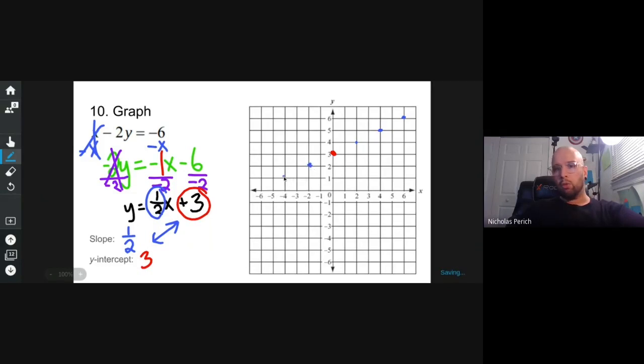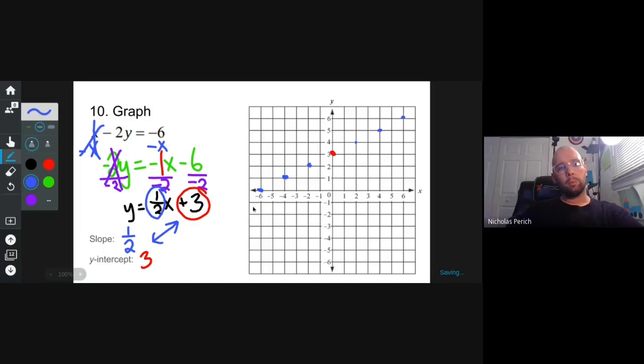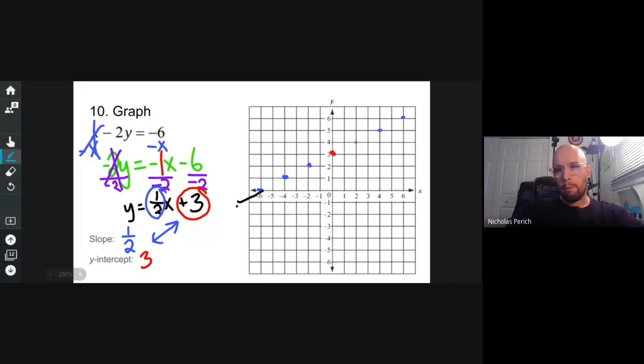Go to your red dot, go down left 2 and put a dot. Go down left 2 and you put a dot. Go down left 2 and you put a dot. Go down and I ran out of room.